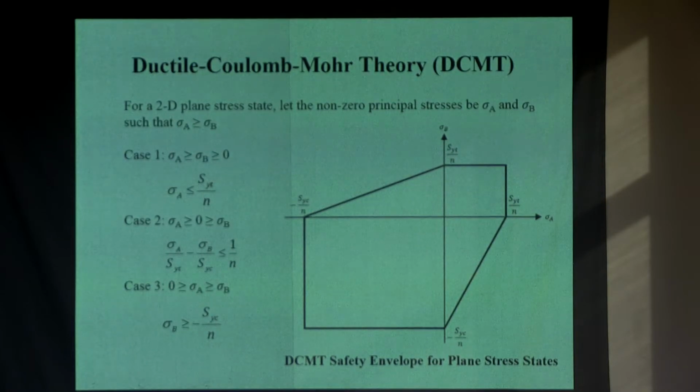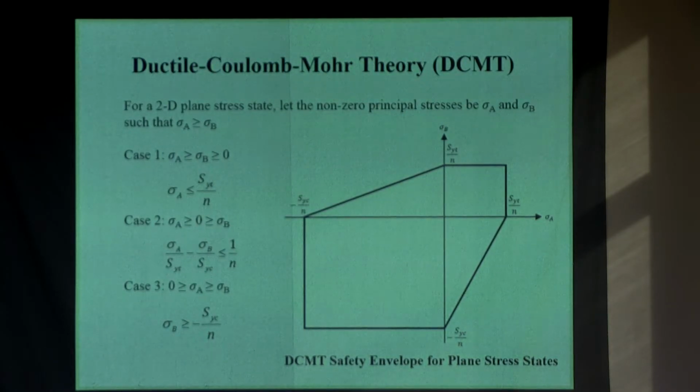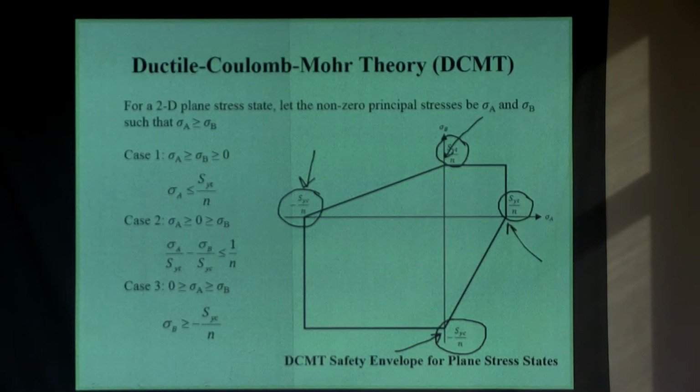That's what the extremities of the safety zone are. If you look at the right and the top, these are S_YT divided by N, just like for MMST it was just S_Y divided by N. And on the left and the bottom, on these two coordinates on the plot, they are negative S_YC divided by N. So yield strength in compression here and there, and yield strength in tension is these two.